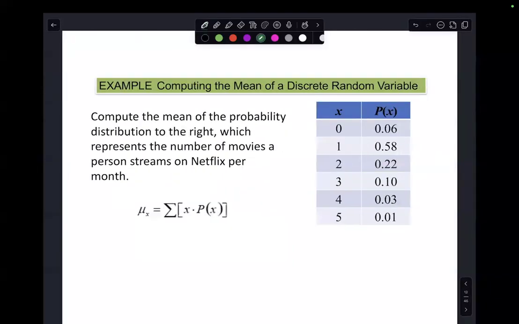Okay, now's when I'm going to slow down. So expected value or mean, the mean of a discrete random variable.